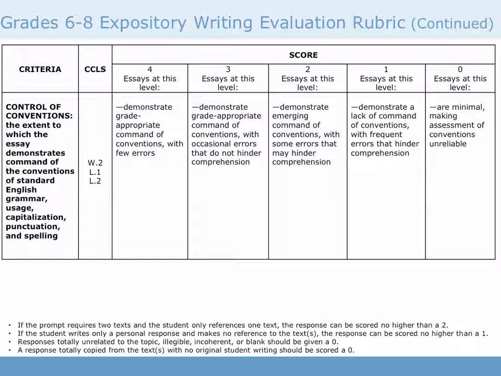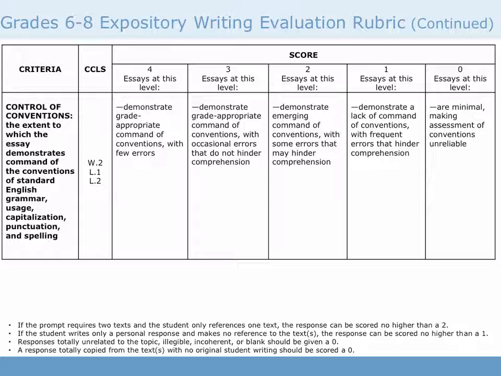Essays at a 4 demonstrate grade-appropriate command of conventions with few errors. At a 3, they demonstrate grade-appropriate command of conventions with occasional errors that don't hinder the comprehension of the essay. At a level 2, they demonstrate emerging command of the conventions with some errors that may hinder comprehension. Essays at a level 1 demonstrate a lack of command of conventions with frequent errors that hinder comprehension. And essays at a level 0 are minimal, making assessment of the conventions unreliable.